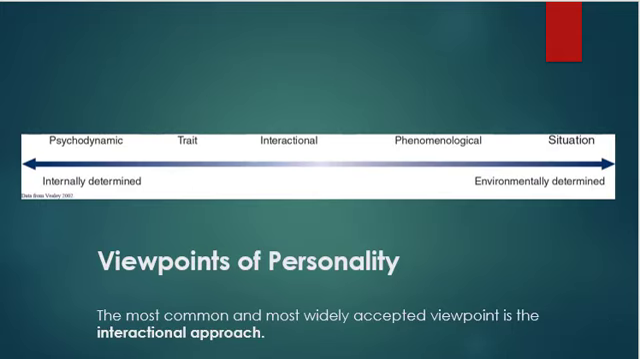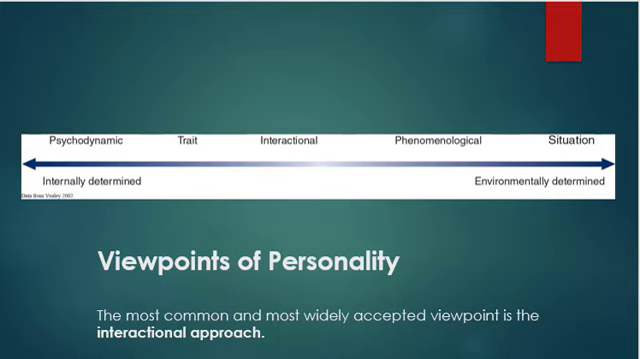All right, now that we have a better understanding and being able to define personality and seeing it in a schematic structural way, let's take a dive into the viewpoints of personality, right? The most common and most widely accepted viewpoint is going to be the interactional approach. However, in studying personality over the years, psychologists have looked at many different viewpoints, and there's six major ones. We're going to highlight three of those today.